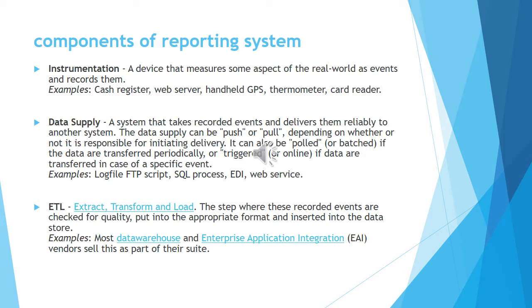So the first component is instrumentation. It is a device that measures some aspect of the real world as an event and records them. For example, cash register, web server, handheld GPS, thermometer or card reader.